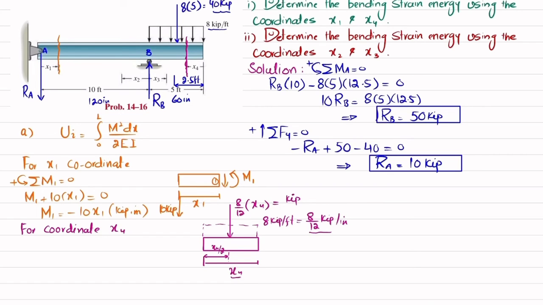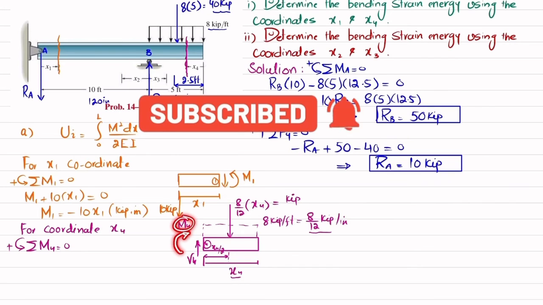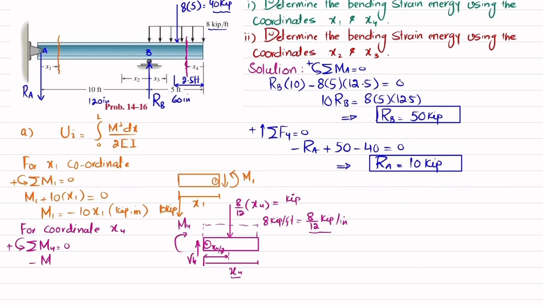Okay, and when you cut it, you will be having a shear force V4, and you will be having moment clockwise, that is M4. This is point 4. So we'll apply the equation of equilibrium, that the sum of all moments about point 4 is equal to 0, taking the counterclockwise moment as positive.